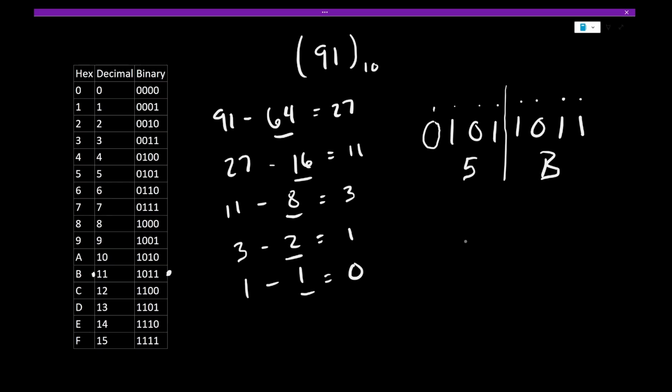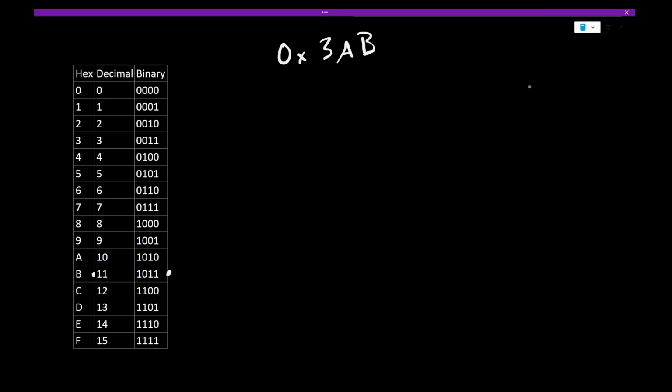So we should end up with 0x5b for converting 91 to hexadecimal. All right, now let's go from hexadecimal to regular decimal.